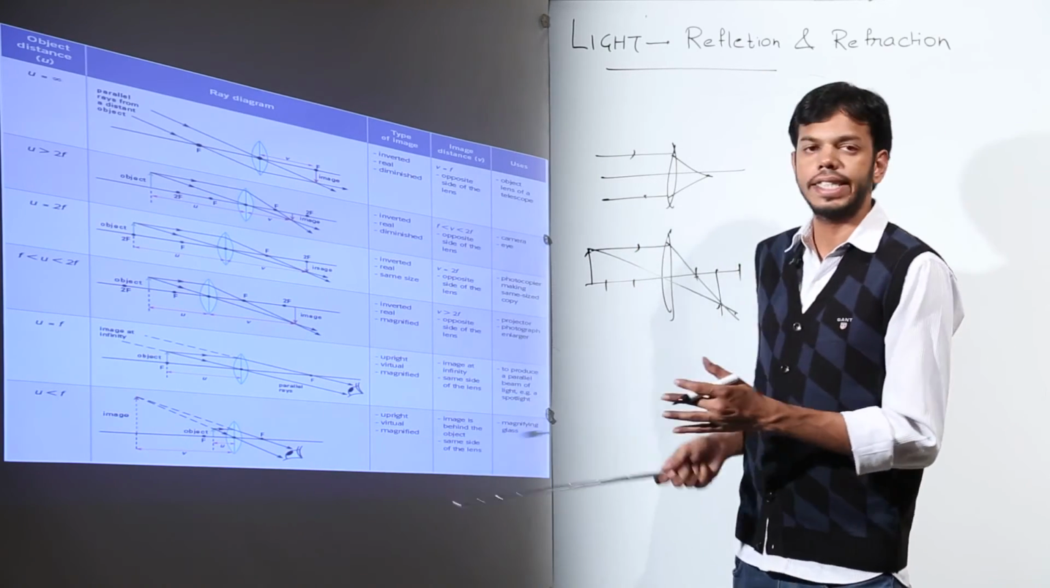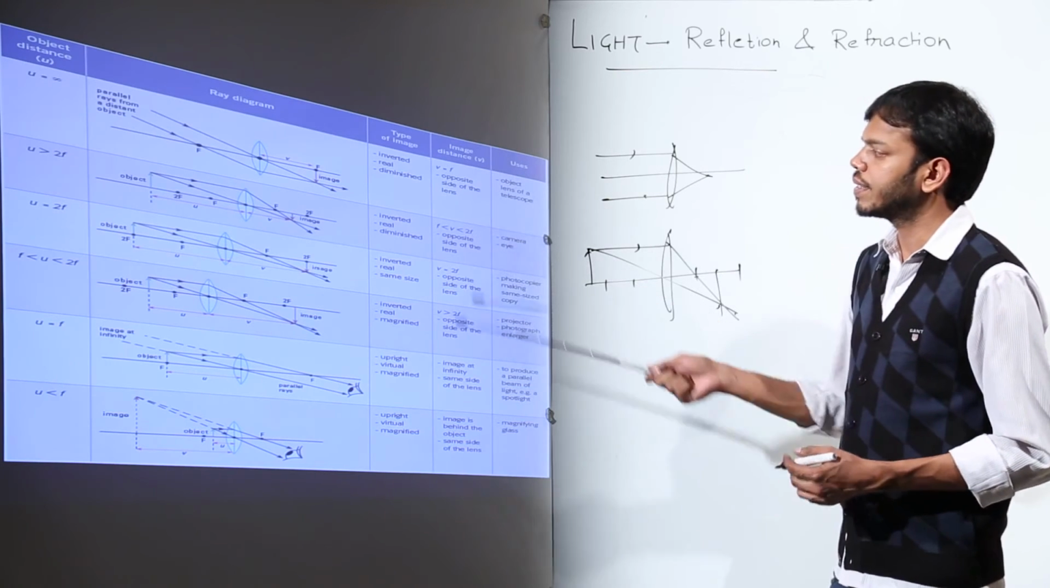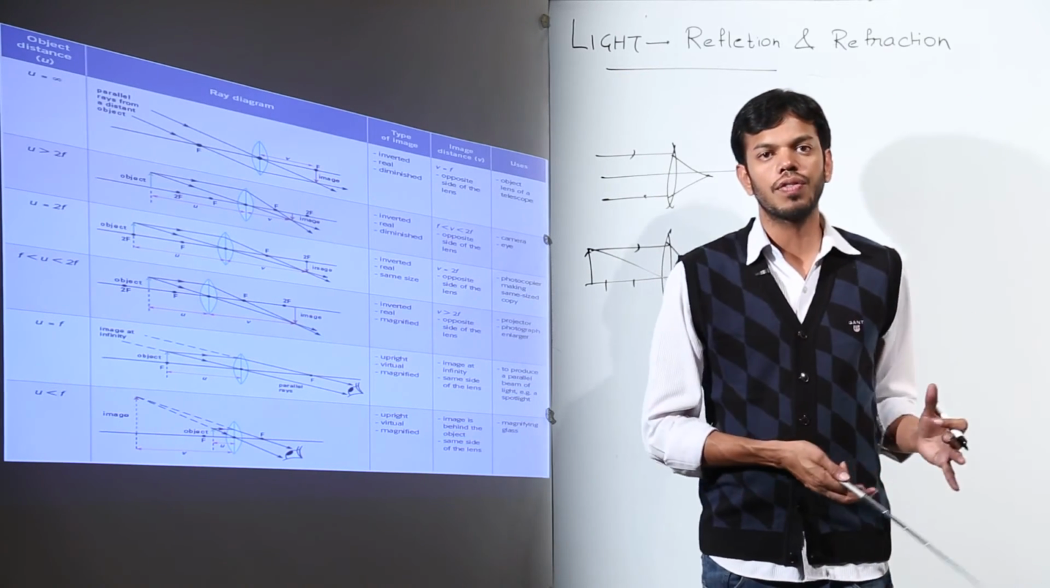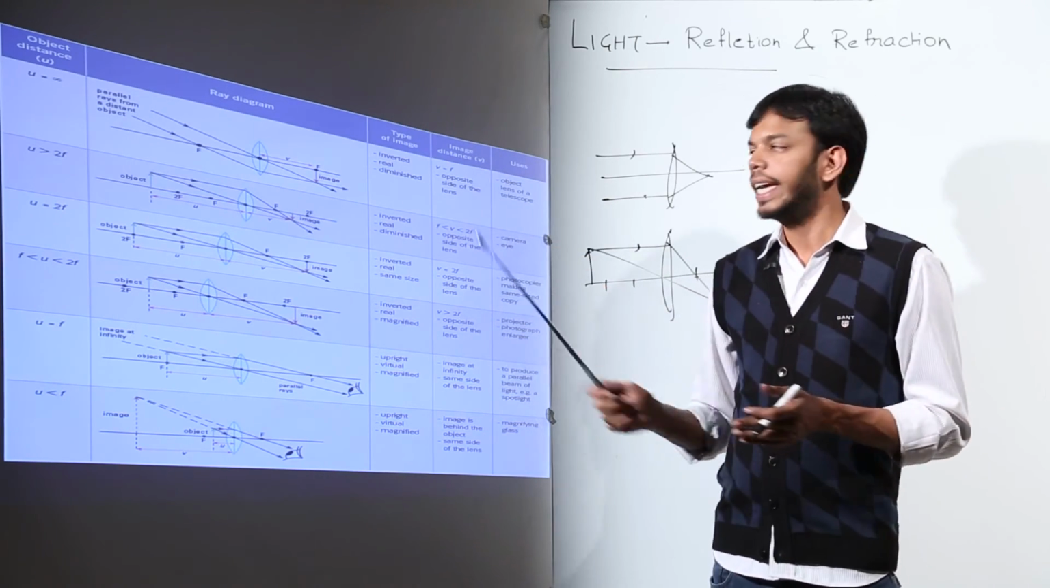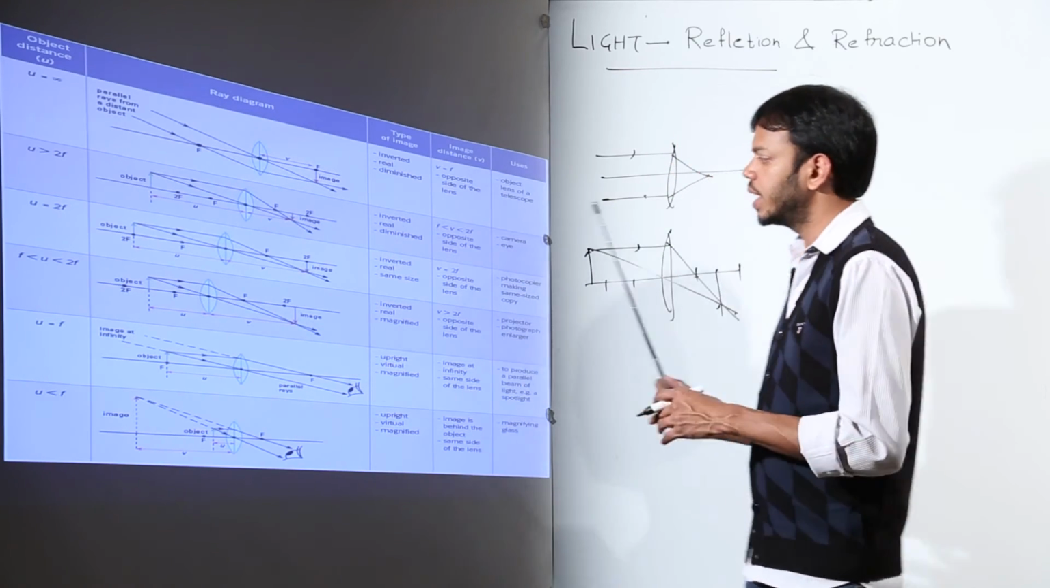It is exactly the same as what we have done in case of concave mirror, right? The only difference is, what is the difference? The difference is in the position of the image, because these are real and inverted, that was also real and inverted. They were on the same side, this is on the opposite side, that is the only difference.